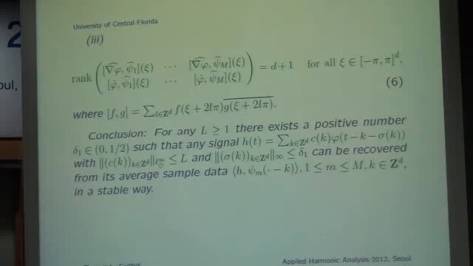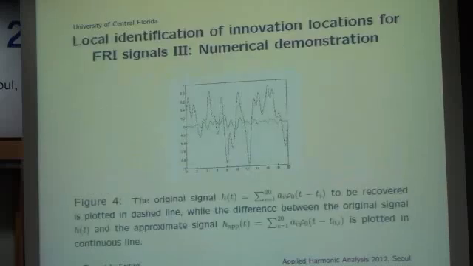The sampling process here is nonlinear, and the problem is nonlinear. We are trying to identify the innovation locations, but this is a perturbation of the uniform grid. It's a perturbation in L infinity norm, not in L2 norm. That's why we want to use Wiener's lemma in some way to do that.